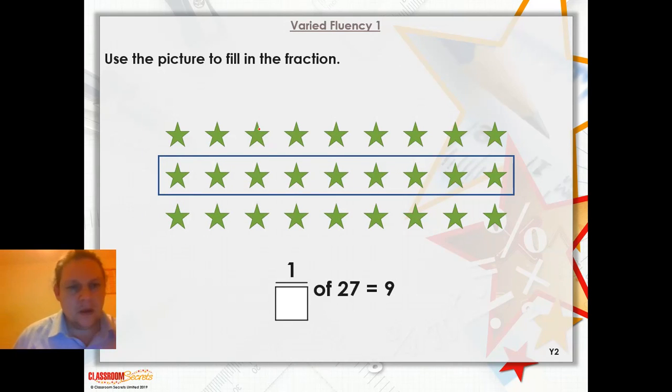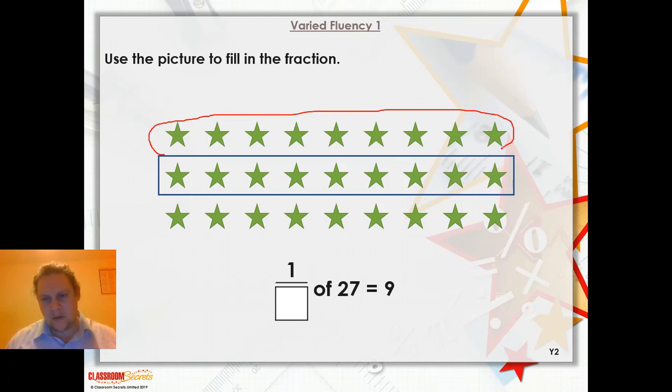Next one. Use these pictures to fill in the fraction. We've got 27 stars altogether. They've been divided into how many groups? Well, they've got one group here that they're showing us. There's another group here and another group there. What are we dealing with then?